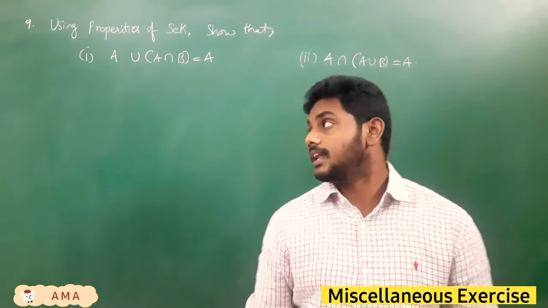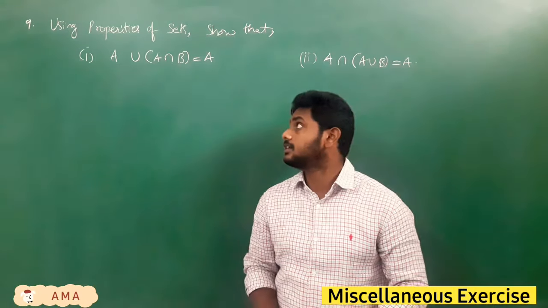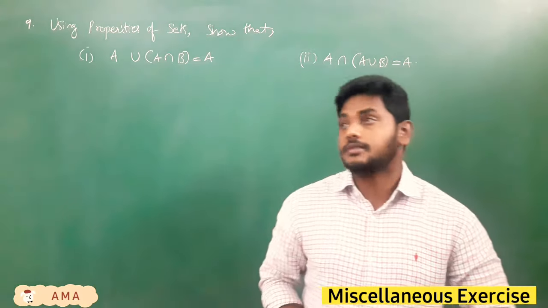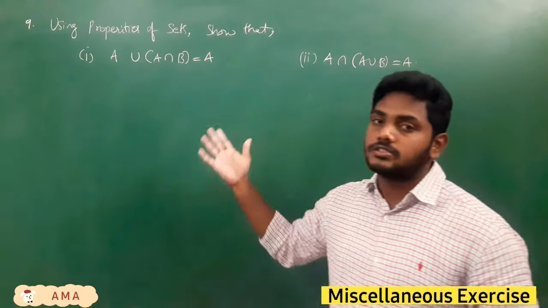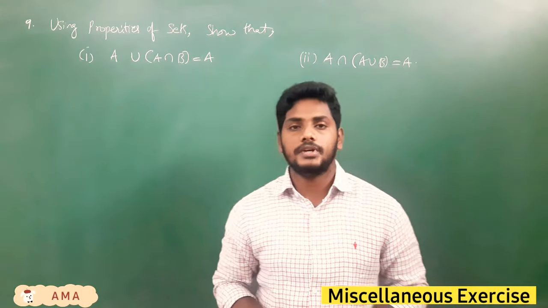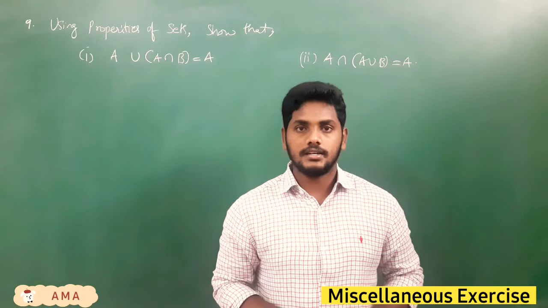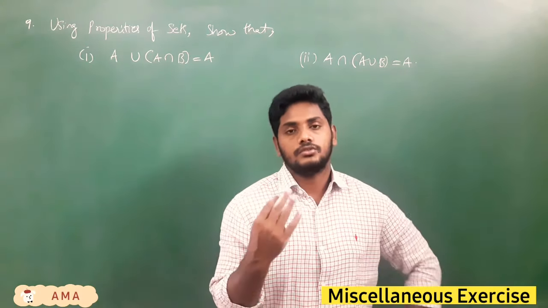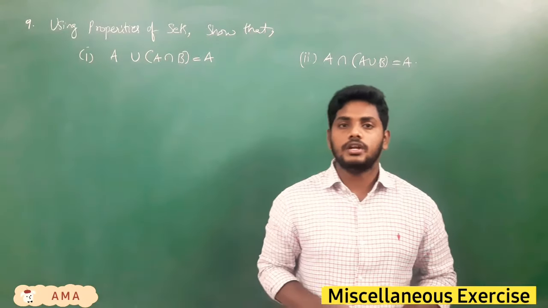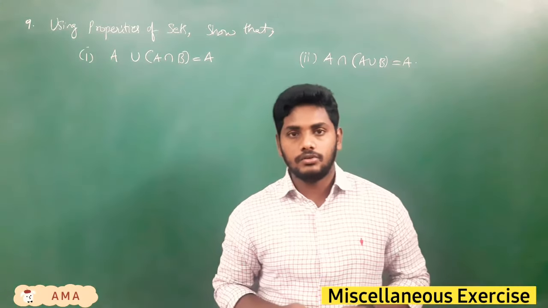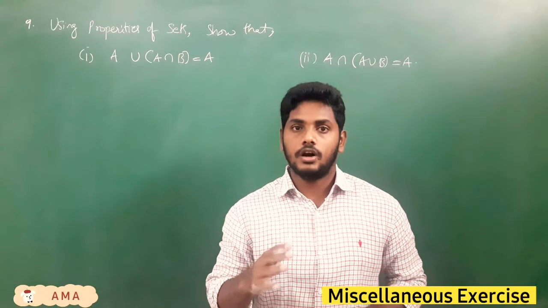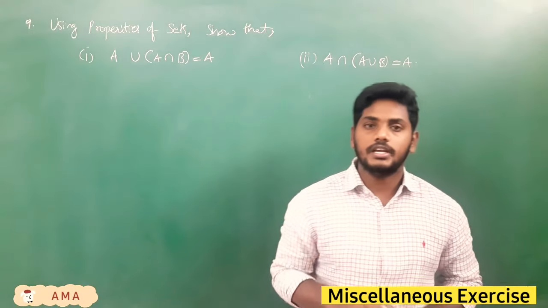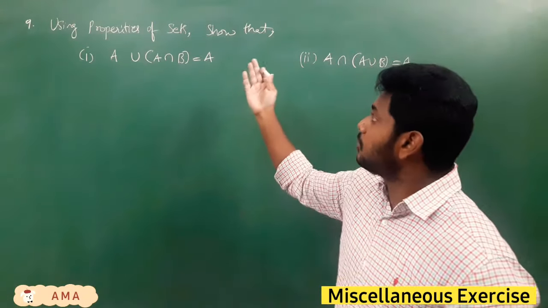Students, now we will discuss the last question of today's lecture, question number 9 in miscellaneous examples. Using properties of sets. Those properties may be De Morgan's law. What is De Morgan's law? A union B whole dash equals A dash intersection B dash. Those types of laws, or distributive law, associative law, commutative law, law of U, or law of phi. Based on any of these laws, we have to prove using properties of sets.